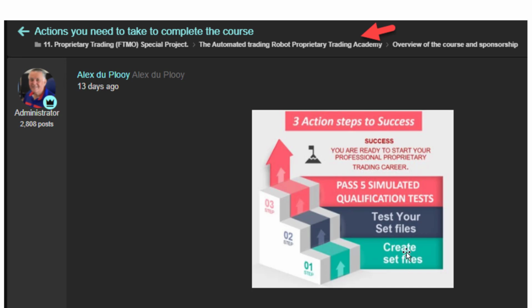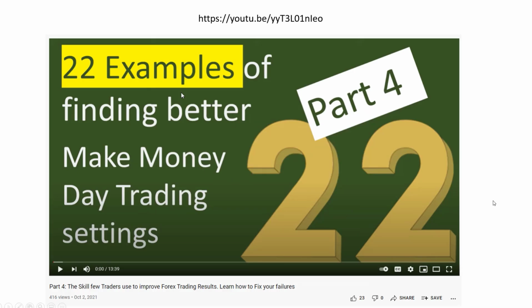Basically, you learn to create set files, a very important skill to have. Then you test those set files and adapt them to live trading, and that is in fact where this tool plays a role in this adaptation process. Then you pass some simulated qualifying tests so that you can participate in the assessment phase of proprietary trading and be successful.